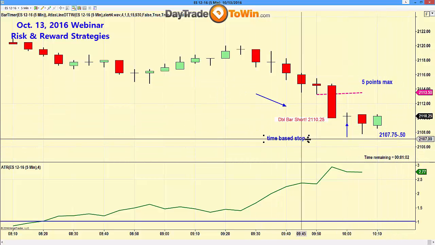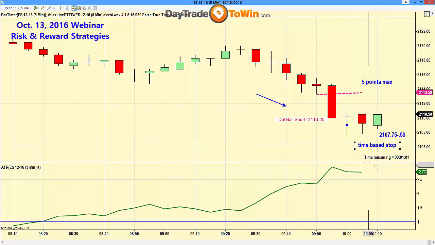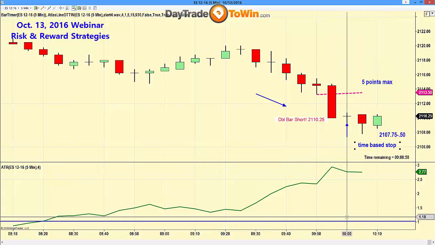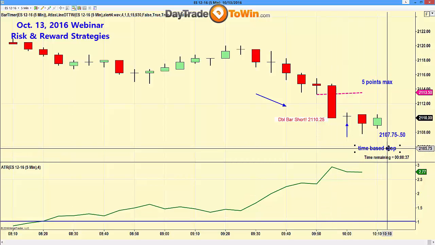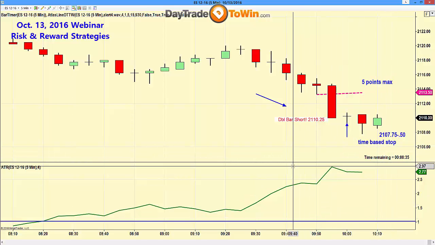At the close of the 4th bar, that's why I have the bar timer, you're out. You're done with the trade. You're not concerned about holding on to it. You've given it enough time. This time-based stop is not a break even. It's not the full 5-point loss. It's not even the full target. It's anywhere in between.